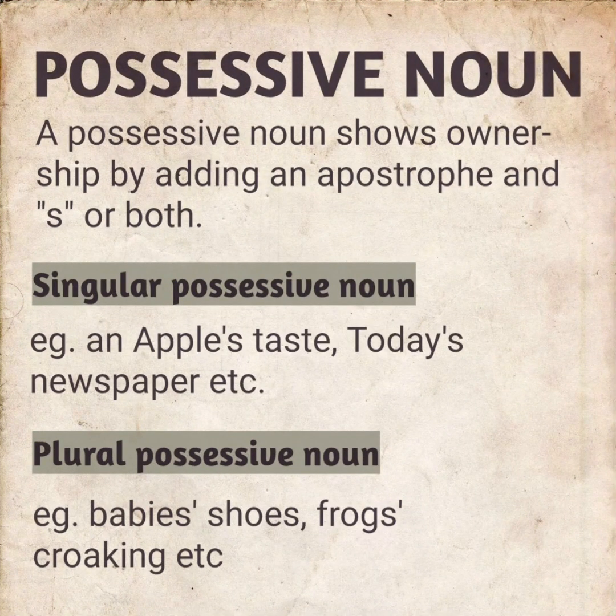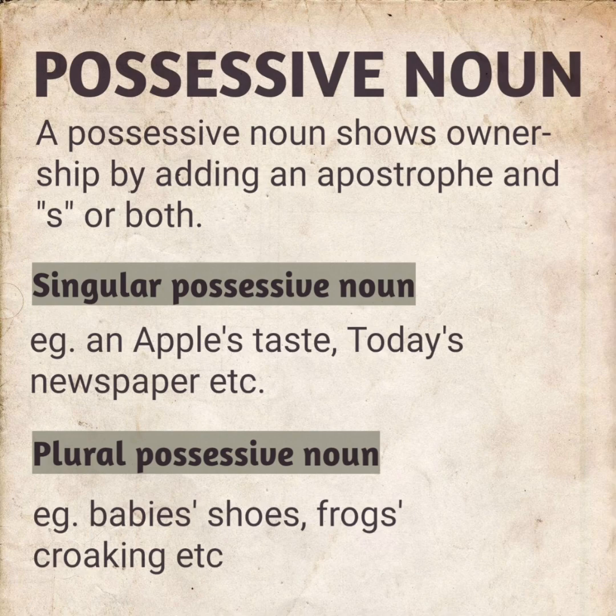Now the next set of the noun is the possessive noun. A possessive noun shows ownership by adding an apostrophe and s or both. So basically there are two types of possessive nouns, a singular possessive noun and a plural possessive noun. If you look at the differences between these two, you'll see that the difference is based on the position of the apostrophe.